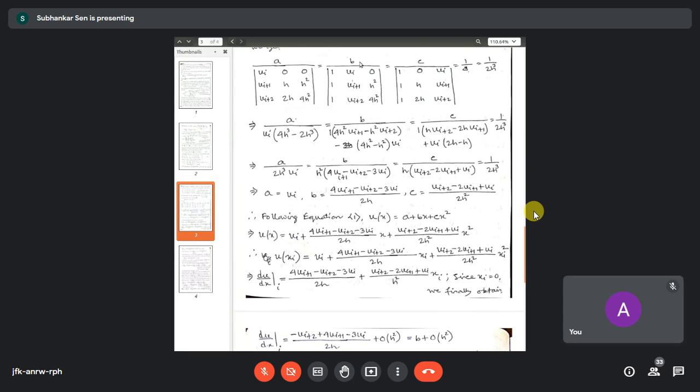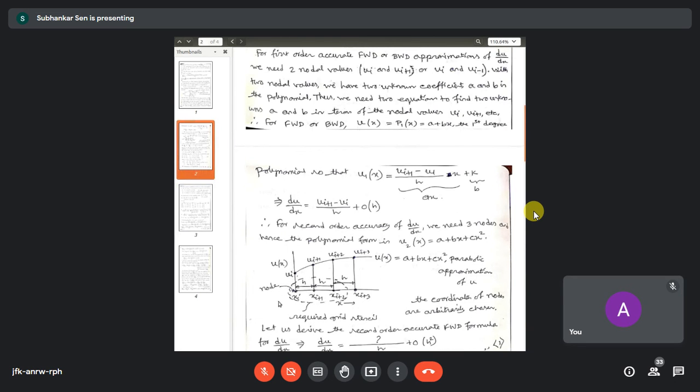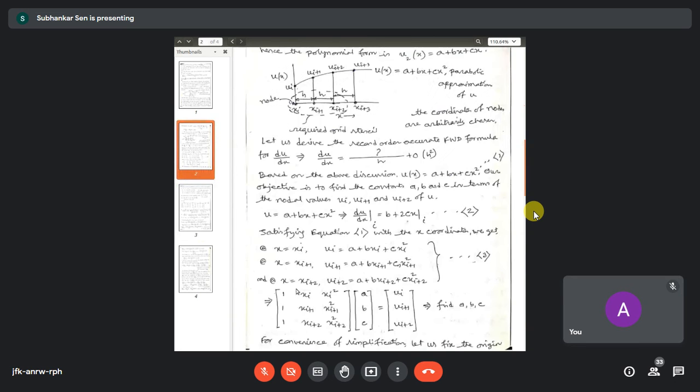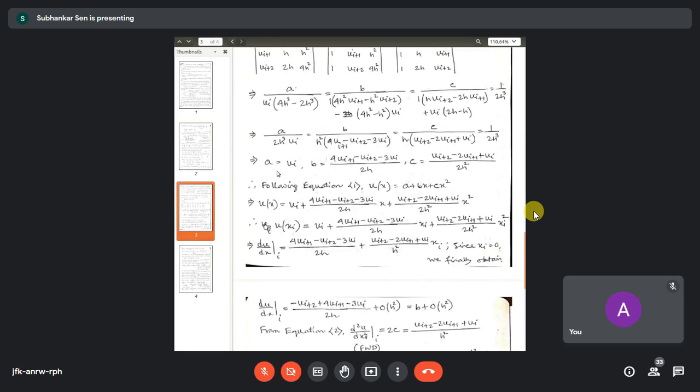So we are simplifying here. We are finding out the determinant. So A by this expression is standing for this determinant. Similarly for B we are finding this determinant, and for C, and from here we find that A equals Ui. Okay, this is because of our assumption that this first node matches with the origin. So Xi equals 0. So we are getting A equals Ui, and B comes as a combination of Ui, Ui plus 1 and Ui plus 2, and same for C. But all expressions are different.